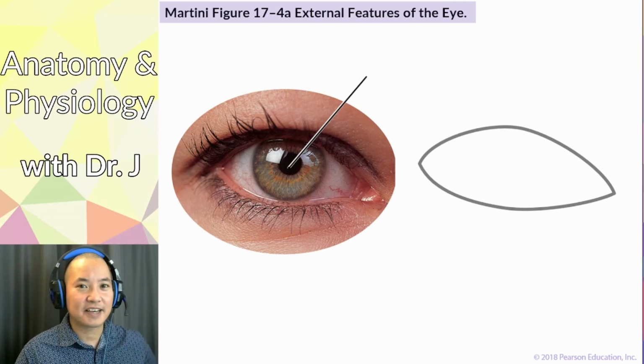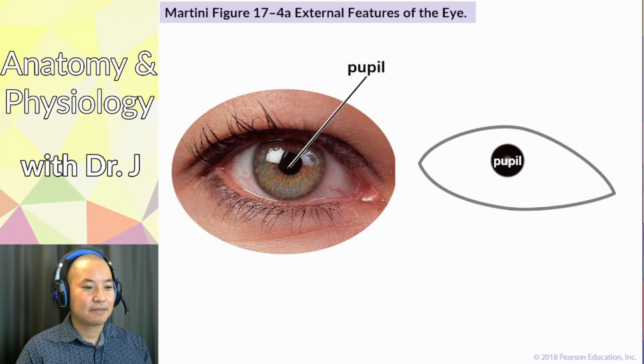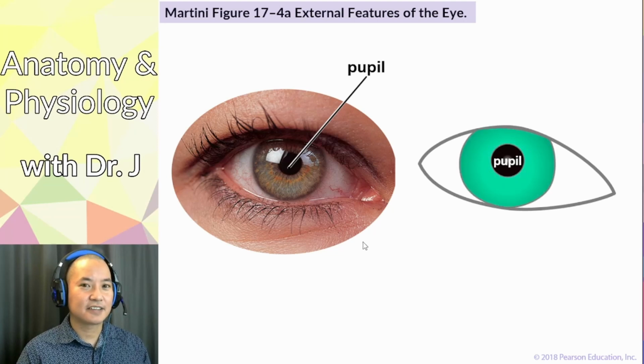This is your pupil, that black dot in the middle of your eye. But your pupil is not a solid structure, and we'll get to why later. It's actually a hole in the middle of your iris. So the colored part of your eye, a lot of people have brown eyes, you may have blue, green, gray, but that colored part in the center of your eye, that's your iris.